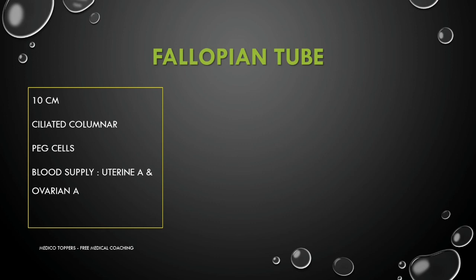Next comes fallopian tube. Fallopian tube is present in the upper free margin of the broad ligament of uterus. It is 10 cm long, and it is lined by ciliated columnar epithelium. It has secretory peg cells, which are mainly present in the proximal part of the tube. Next comes blood supply. Uterine artery and ovarian artery. Uterine artery supplies the medial 2/3 and ovarian artery the lateral 1/3. And lymphatic drainage is mainly into para-aortic nodes.